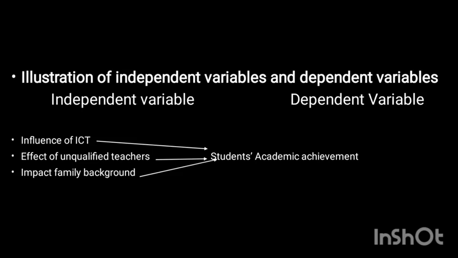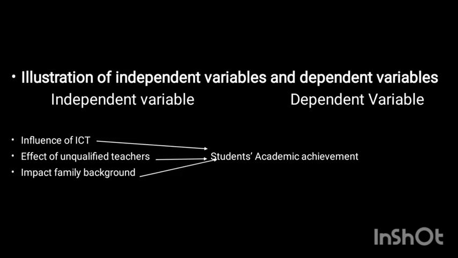If you are confused, just relax. Let's look at the examples I'm going to give. As a researcher, I can say this ICT is my independent variable, so I can manipulate it by adding this influence. So I will say influence of ICT on students' academic achievement. The influence of ICT can make academic achievement increase. Maybe the students are not doing well, but immediately they bring in ICT, they'll start doing well.